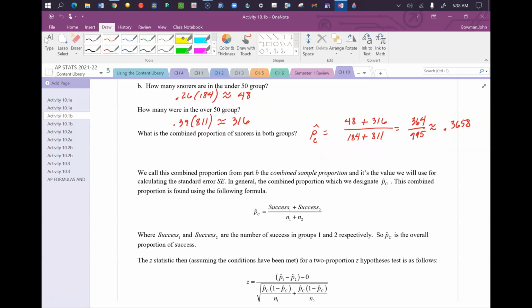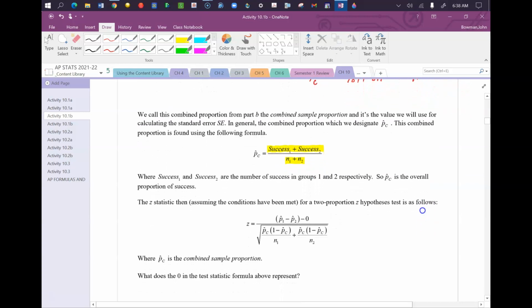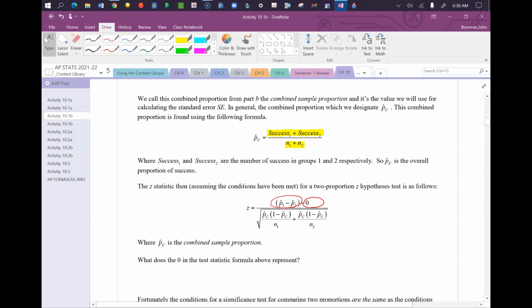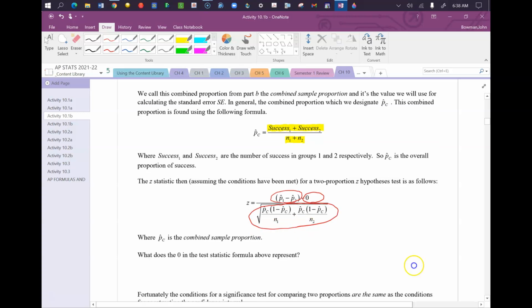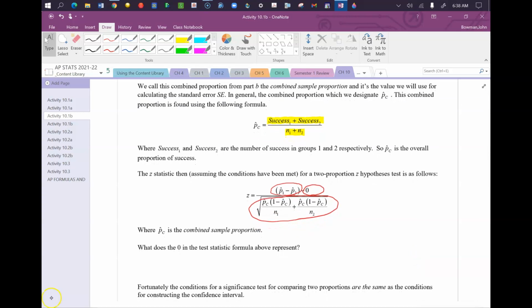And to calculate p hat combined, you basically add up the number of successes in the two populations and divide by the total of the two sample sizes. So when it comes to calculating the test statistic, it is the same format as always. It's your statistic, in this case the difference of the two sample proportions, minus the hypothesized difference, which in most cases is 0, divided by the standard error, which you will see uses p hat combined in place of p1 hat and p2 hat.